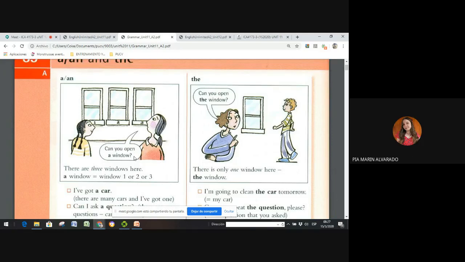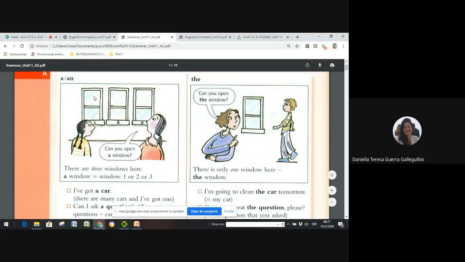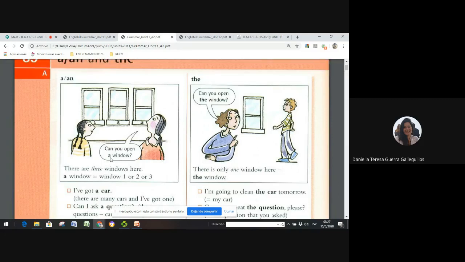Can you open a window? Yes, and as you can see, as Pia reads, we have three windows, and when she says, "Can you open a window?" we are not talking about one in specific. It's like a window, any of them, right? There are three windows here. A window can be window one, two, or three.